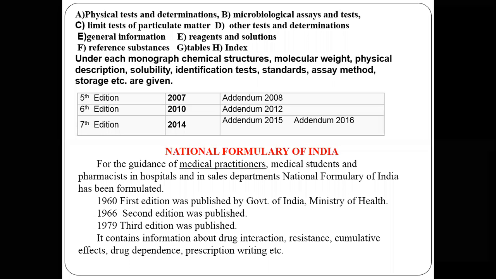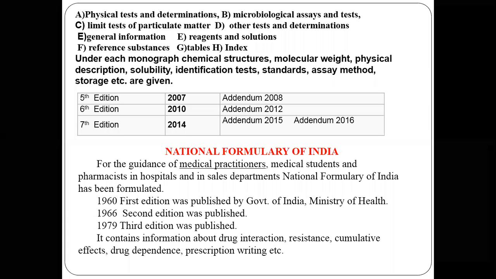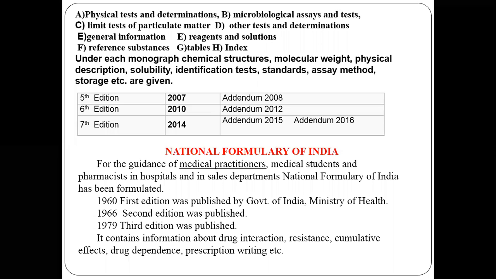What is a National Formulary? I have told you that it is the book which is utilized inside the hospital for reference purposes, and that book contains the names of the various drugs and related substances. So that book is called the National Formulary of India. So in India also we have the National Formulary for the guidance of medical practitioners or physicians, as well as medical students and pharmacists inside the hospital and in the sale department. The National Formulary of India has been formulated.